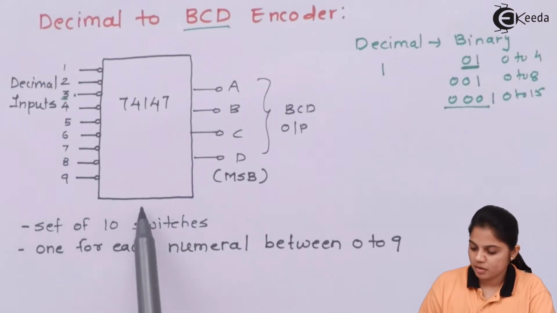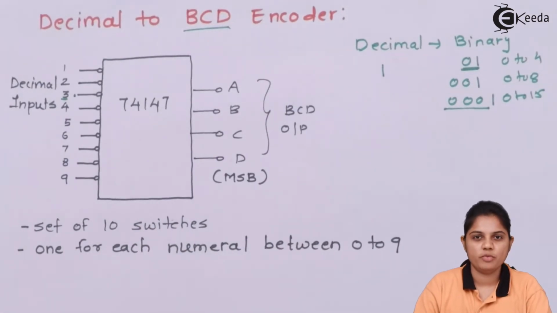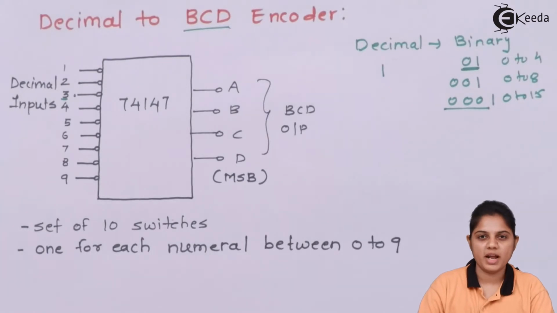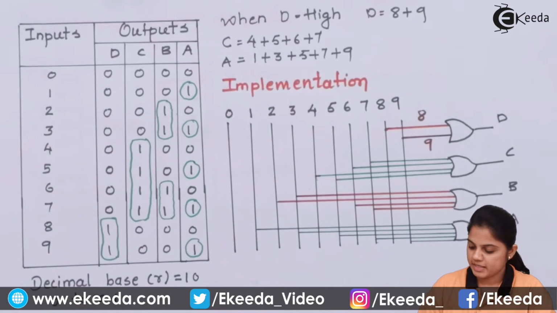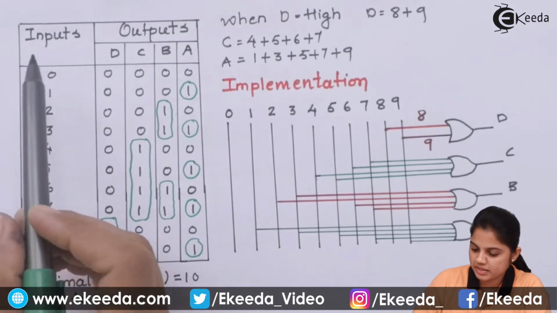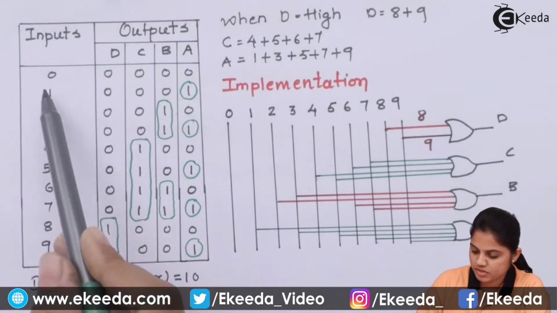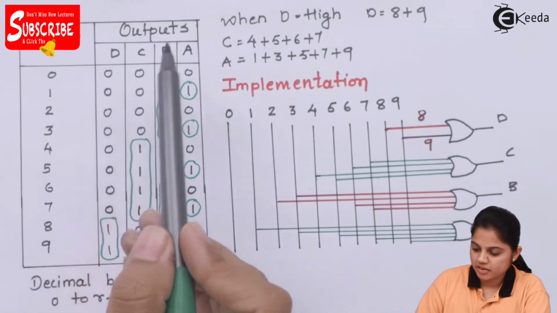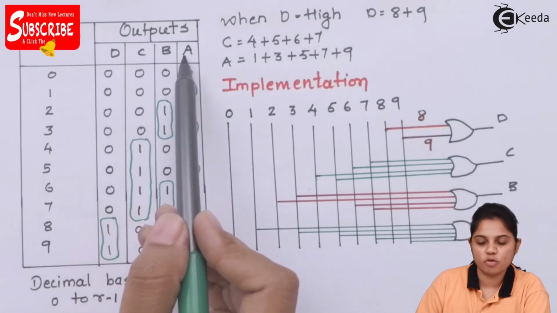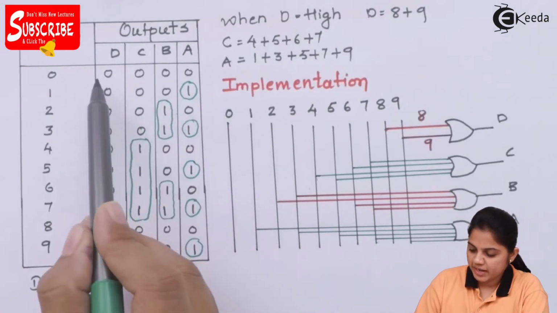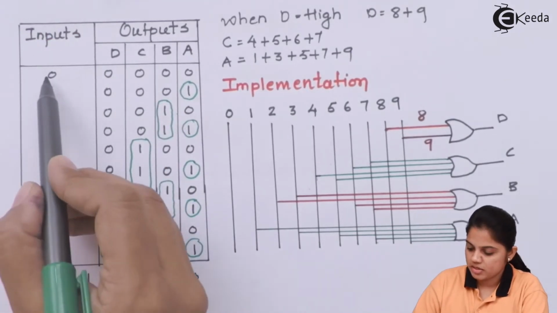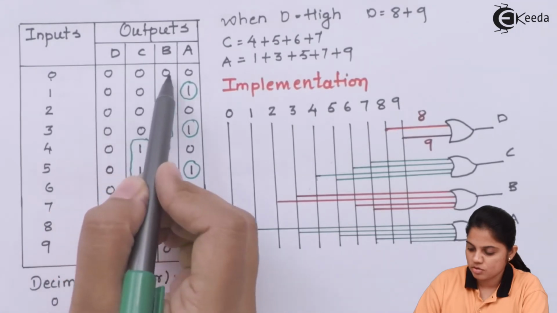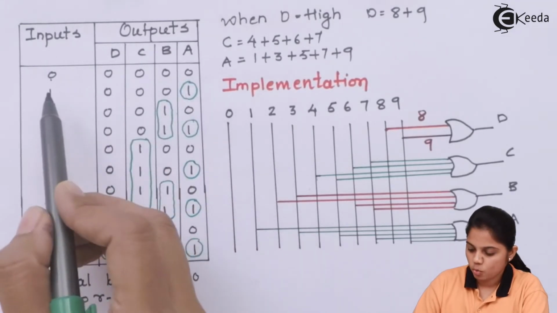Now this diagram can be understood in a better way with the help of the truth table and its implementation. Here we have the truth table for decimal to BCD. You can see the inputs are in a decimal format from 0 to 9. Then the outputs are A, B, C, D, so you have 4 output lines. Here I can directly represent the decimal data in binary format. So 0 is represented as 0, 0, 0, 0. That is the binary format.